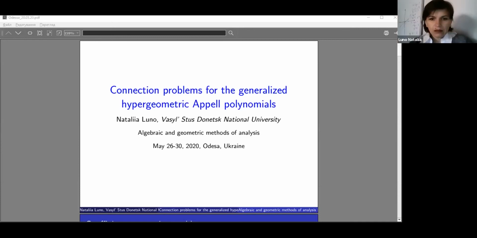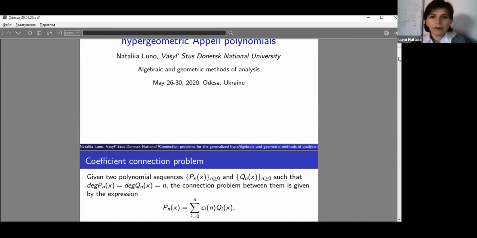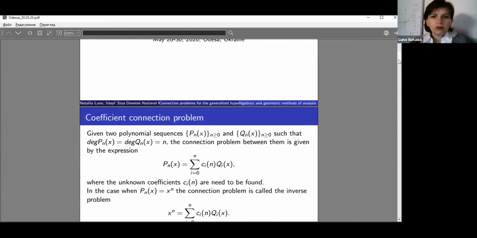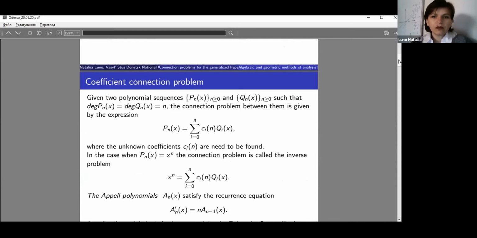Dear colleagues, I apologize for having problems with my internet connection. My report is called Connection Problems for the Generalized Hypergeometric Appell Polynomials. Let's start from what a connection problem is for two given polynomial sequences.